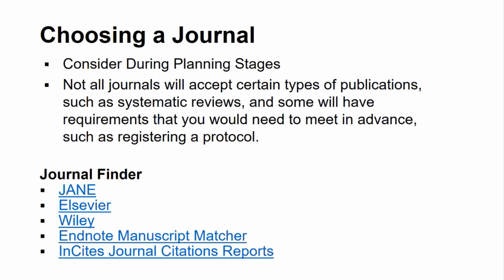We've got links to a few resources for this in your handout. JANE stands for Journal Author Name Estimator. You input your article title and abstract, and it suggests appropriate journals based on where similar research has been published. Elsevier has a journal finder that helps match your research to the right journal. This also uses your abstract to find journal suggestions. Wiley has a journal finder that works in a similar way. These three resources are free.